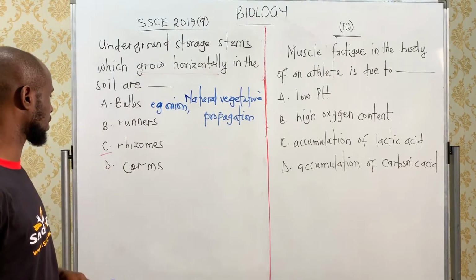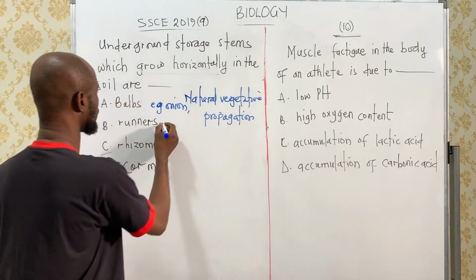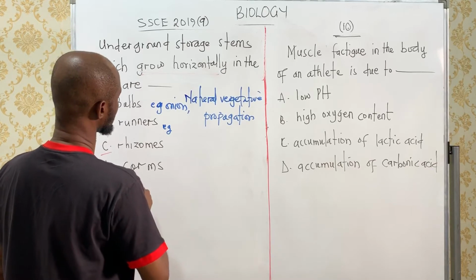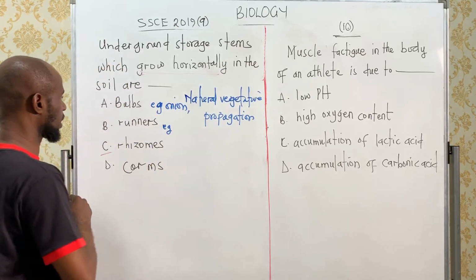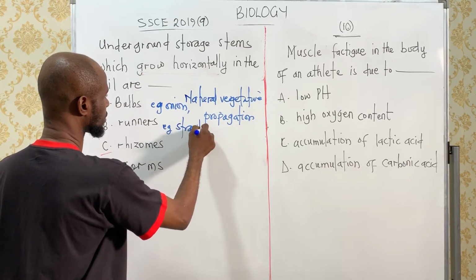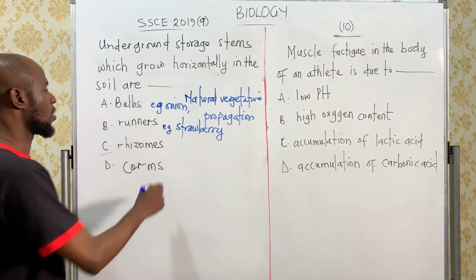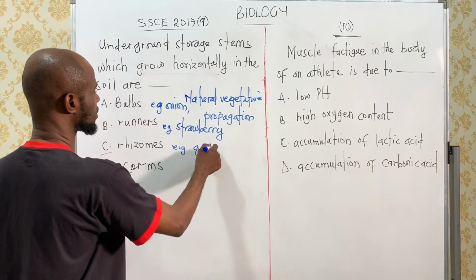So what are examples of runners, before we move out of this question? Example of runners, we have the strawberry. The black currant is an example of stone. So let's look at rhizome. What is an example of rhizome? Rhizome, you know that as students, that's ginger.